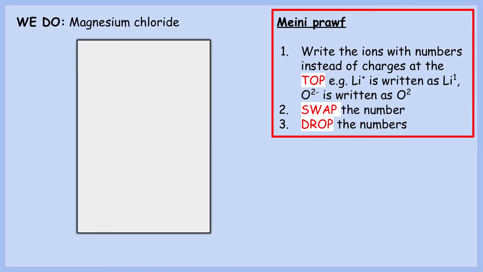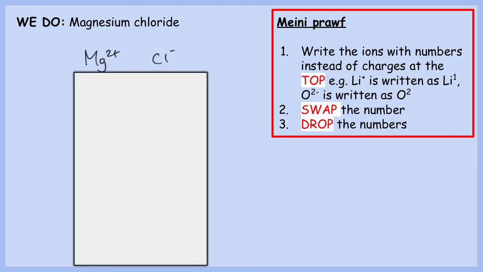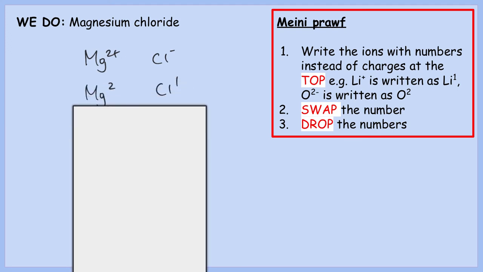On this next one now, we're going to be looking at magnesium chloride. So again, I'm going to start in the same place. Maybe in this one, you might want to pause the video, have a quick go and a check. So instead of Mg2+ and Cl-, for top, to get rid of those pluses and minuses, I'm going to have Mg2Cl1.